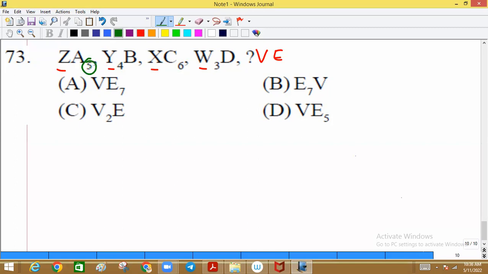Now here 4, 5, 5. 4 is at the center. So what is the difference here? Minus 1. Here 4 at the center. Here 6 at the extreme position. So what is the difference here? Plus 2. Here 6 at the extreme. Now that came into the center. So minus 3. What will be the next one? Obviously plus 4. But where? At the extreme position. So VE 7 is the answer. Okay, you can answer it again.